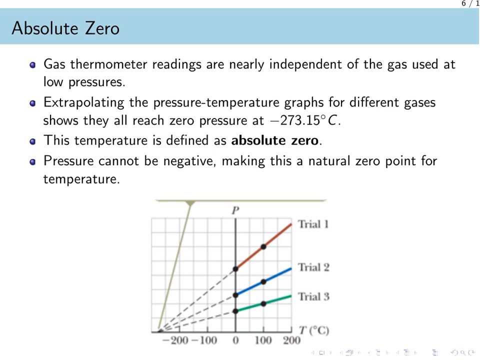A fascinating property of gas thermometers is that their readings become nearly independent of the specific gas used as long as the pressure is kept low. If we take the pressure-temperature graphs for different gases and extrapolate the lines down to 0 pressure, we find a remarkable result. Regardless of the gas type, every line intersects the temperature axis at exactly -273.15 degrees Celsius. This temperature is defined as absolute zero.